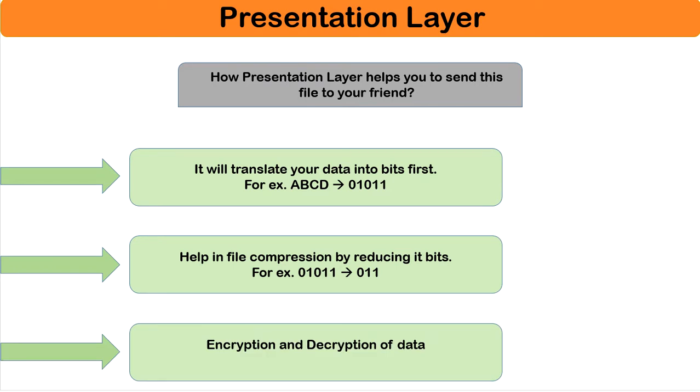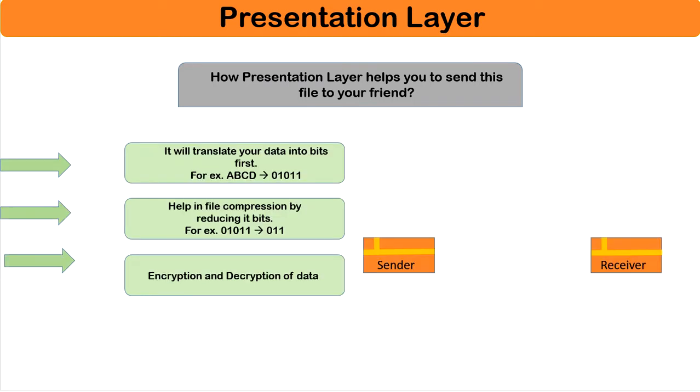Now encryption and decryption of data happens here. When the sender sends something to the receiver, SSL, Secure Socket Layer, is used for encryption. Whenever you hit any URL, you see HTTPS. S means secure. What is the difference between HTTP and HTTPS? I will tell you also.